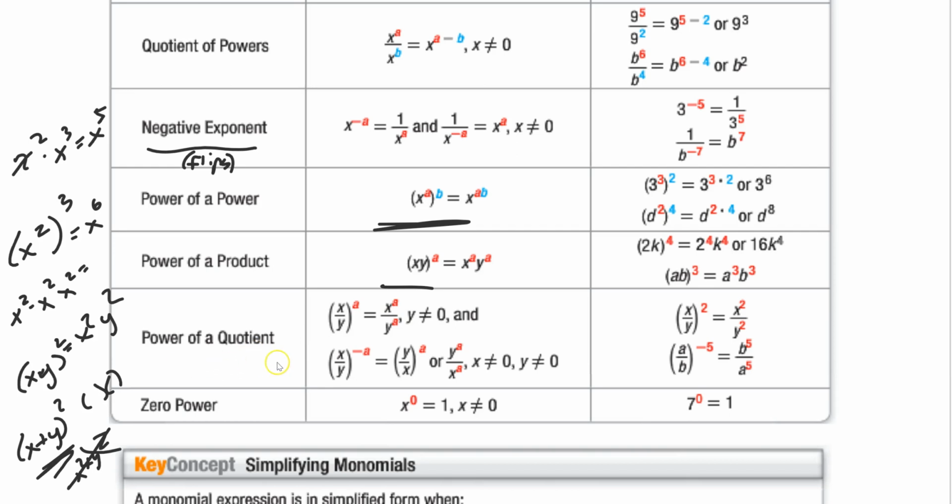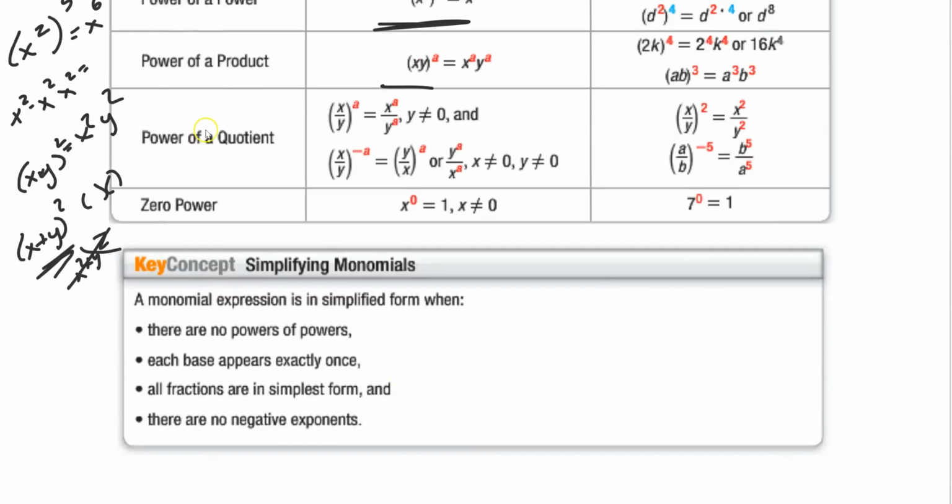And same thing with power over quotient. You could distribute it as long as it's not a plus or minus in between. And then there's the 0 power. Anything to the 0 power except for 0 is 1.